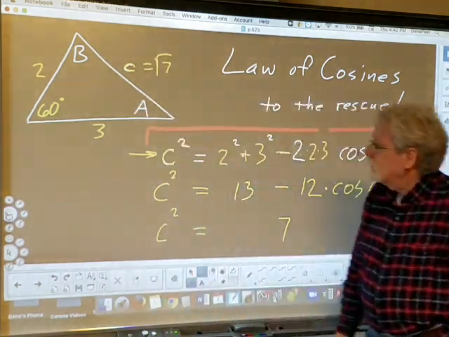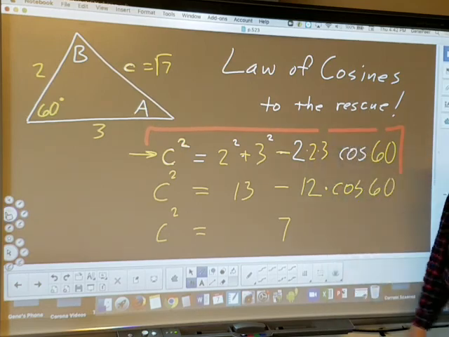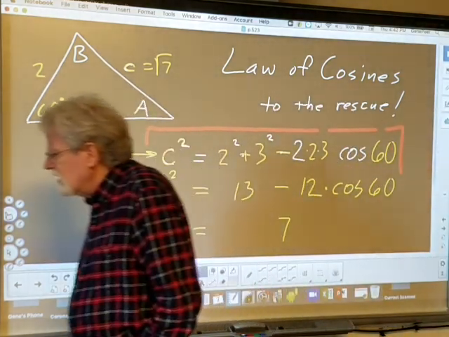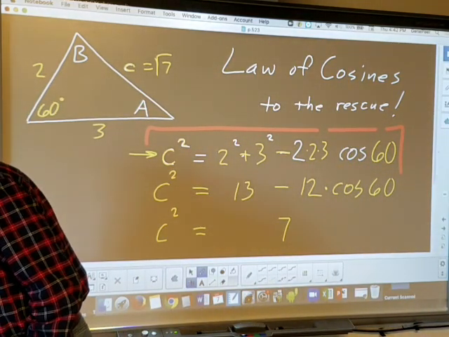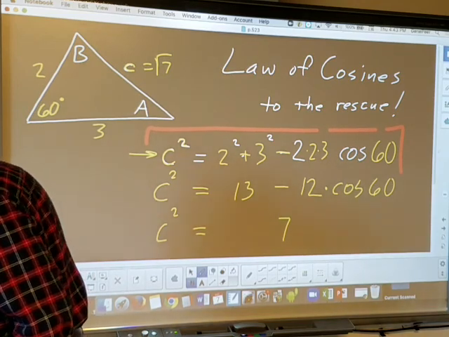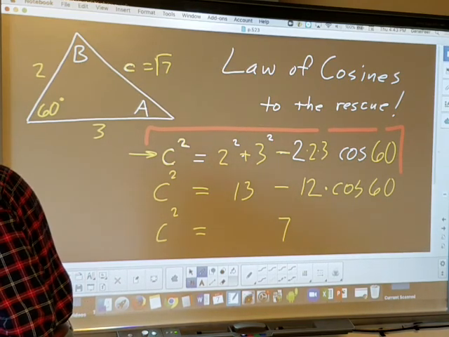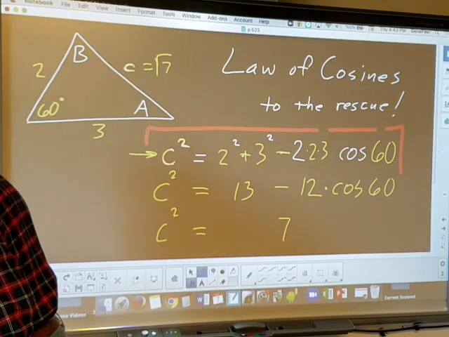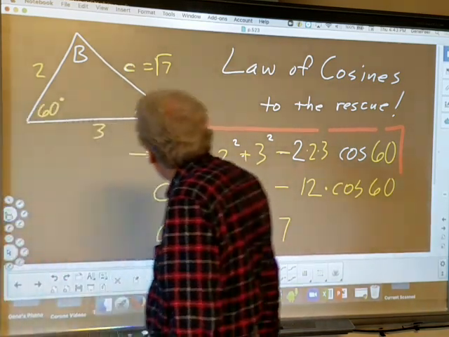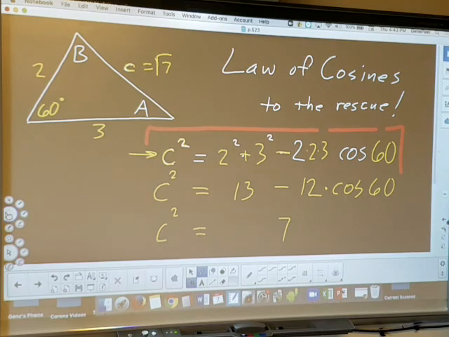If you want to round that to 2 decimal places, just put it in the calculator, and I've forgotten what it comes out to be. It's going to be 2 point something. Does our book tell us what it is? I don't know. No, they're not even going to tell us. It's 2 point something. All right, another example.